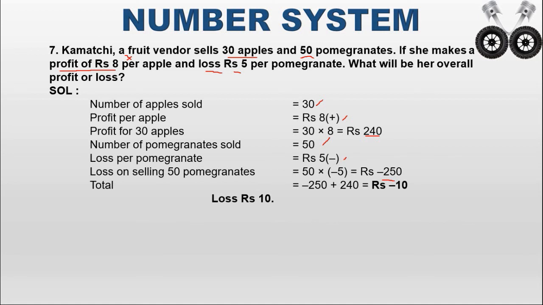Now we have to find the total. Total means you have to add the value of apples and pomegranates. So minus 250 plus 240. Here both the integers have different signs, that means we have to subtract. So 250 minus 240, the answer is 10. The biggest number here is 250. So what is the sign of 250? It is a negative sign. So it is minus 10.